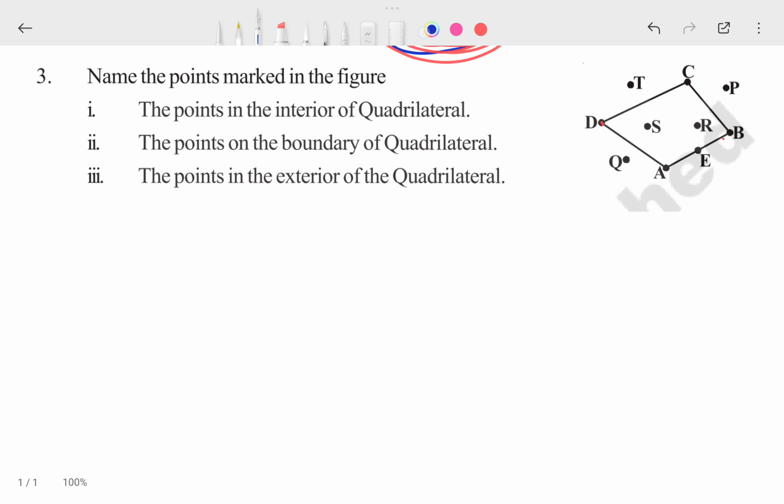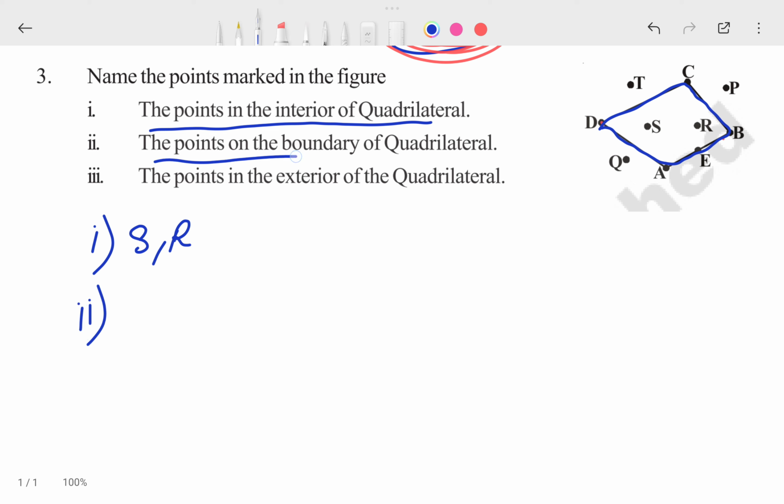Let's solve the question. The first question's answer I'm writing. The points in the interior of the quadrilateral. So what is in the interior? This is Q, here it is. What is in the interior? S and P are there. S and R are there, right? S and R are in the interior. So let's do the second question.